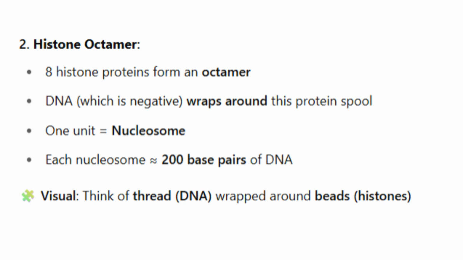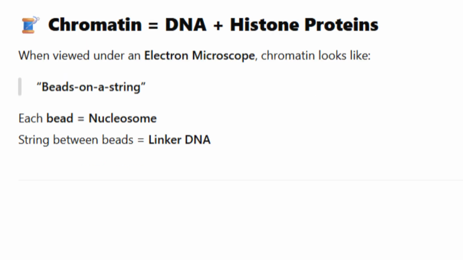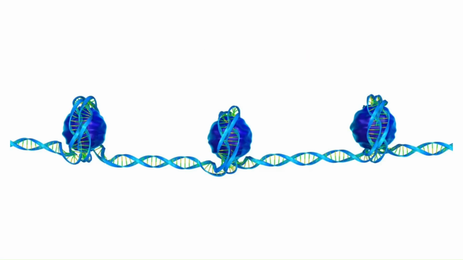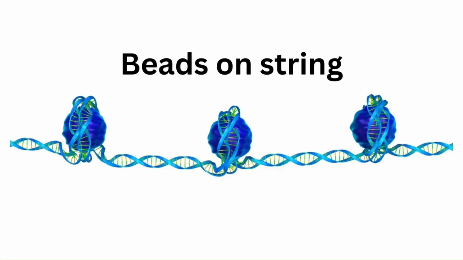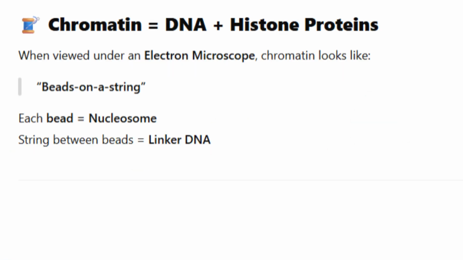1 unit equals a nucleosome. Each nucleosome is almost equal to 200 base pairs of DNA. Visual: think of thread, DNA, wrapped around beads, histones. Chromatin equals DNA plus histone proteins. When viewed under an electron microscope, chromatin looks like beads on a string. Each bead equals a nucleosome. The string between beads equals linker DNA.